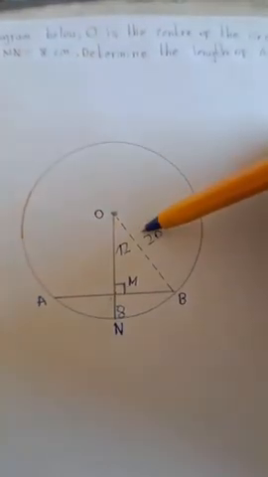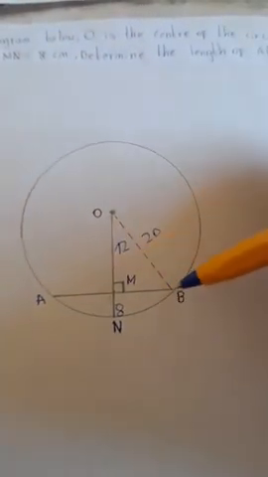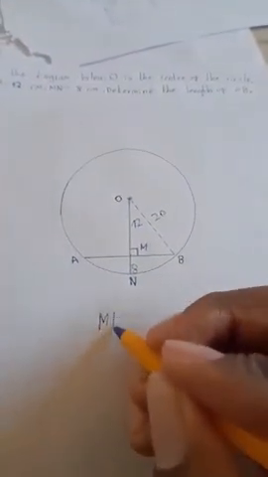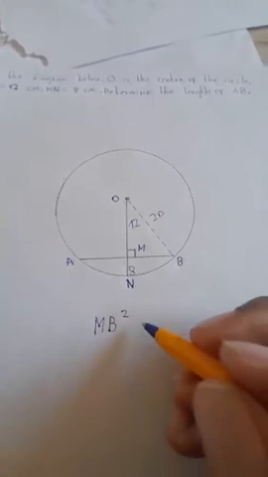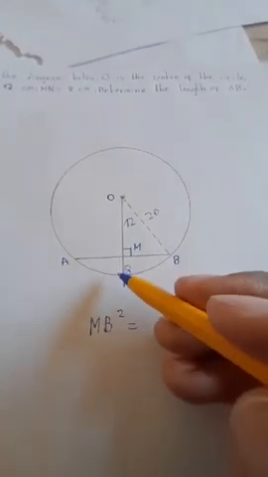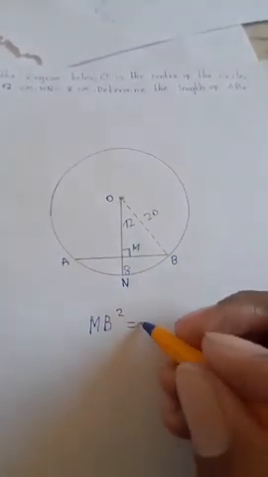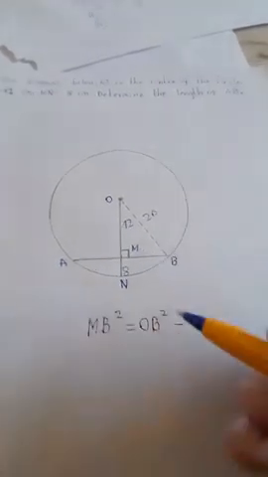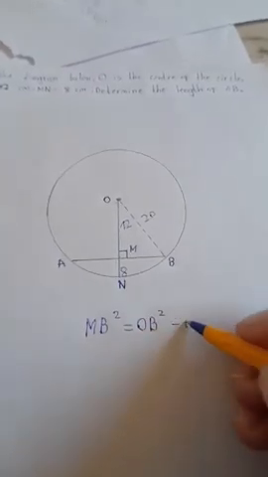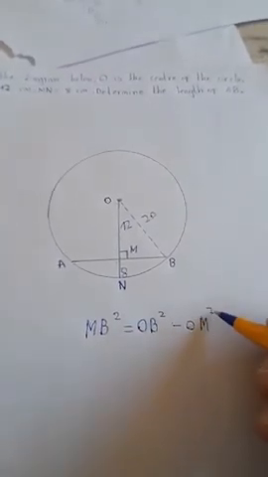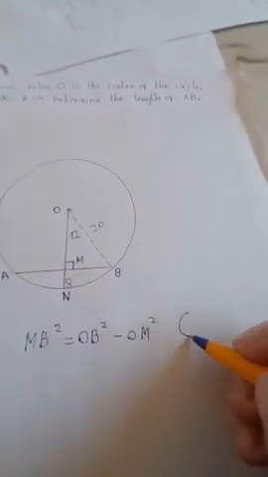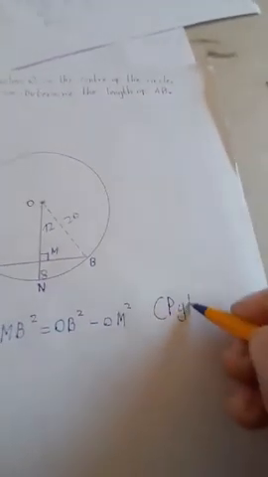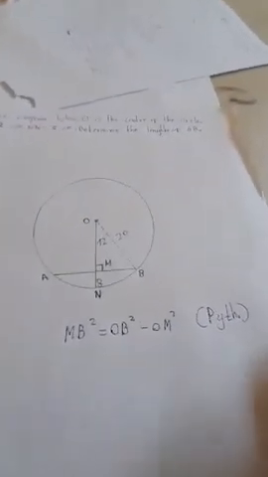Since we have 20, we have 12 here, we can find MB. So we are gonna say MB squared is equal to OB squared minus OM squared. We're gonna say it's Mr. Pythagoras here. Pythagoras theorem, or you can say PT, does not matter.